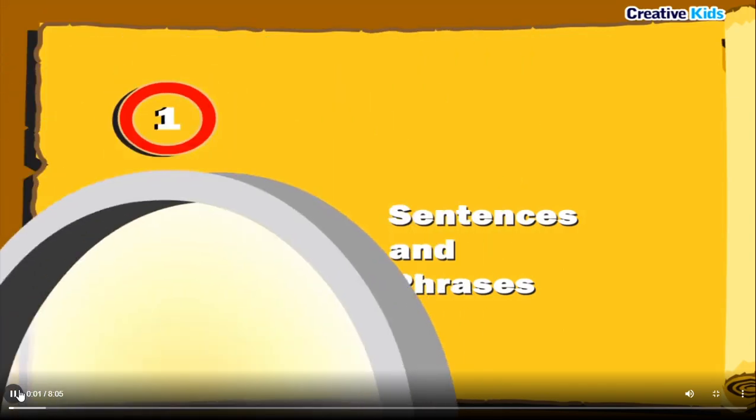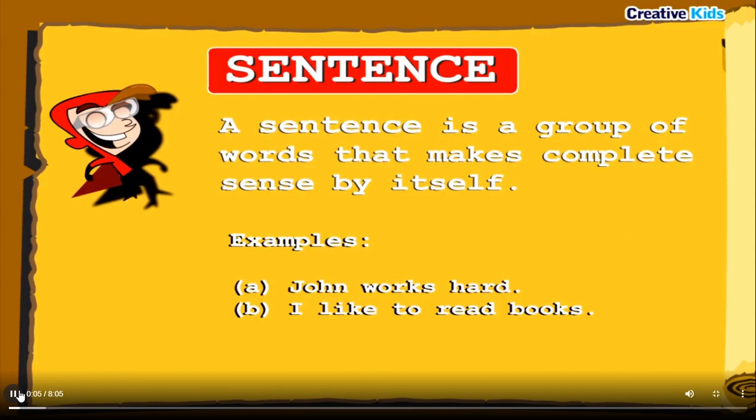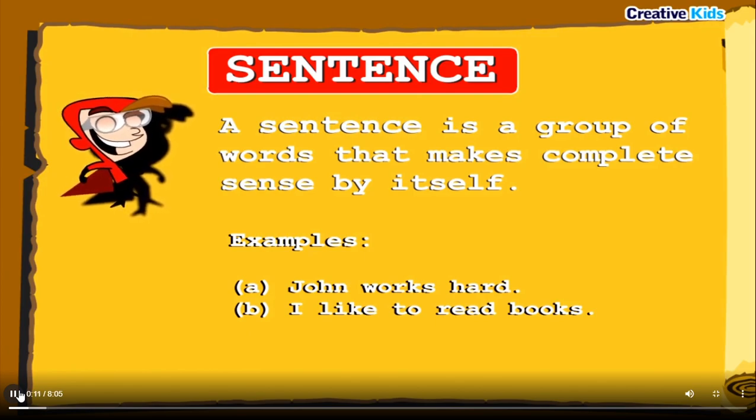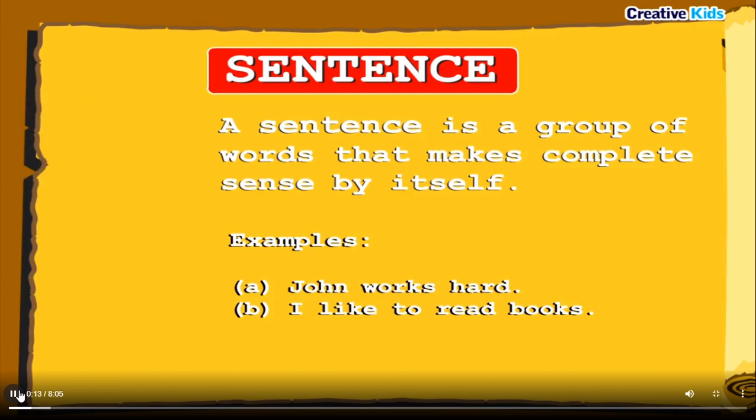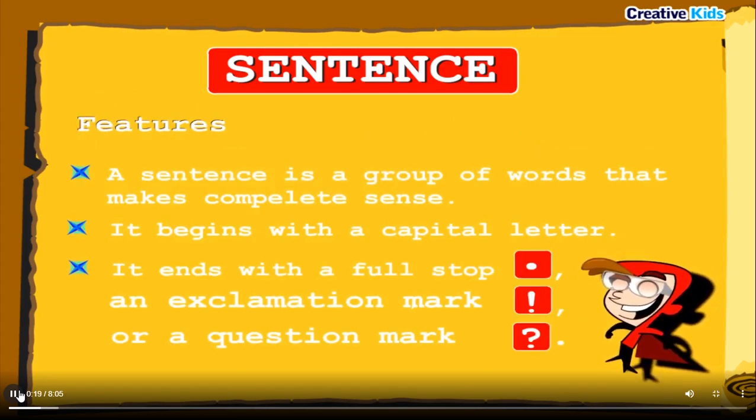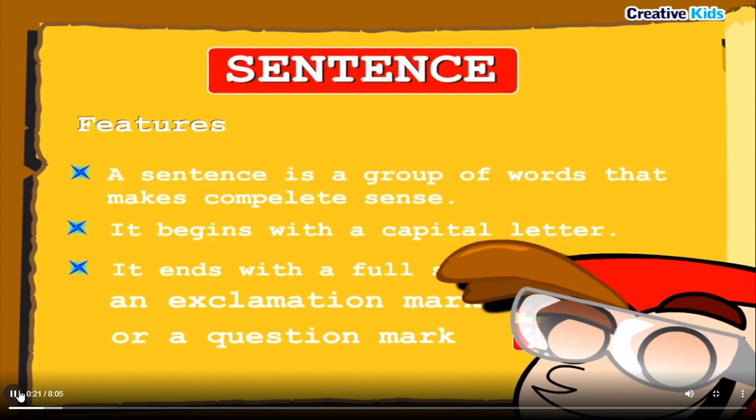Chapter 1. Sentences and Phrases. Sentence. A sentence is a group of words that makes complete sense by itself. Examples: John works hard. I like to read books. Features. A sentence is a group of words that makes complete sense.